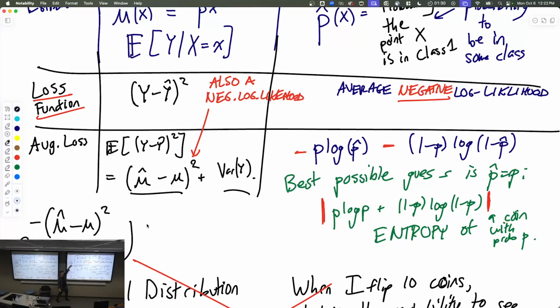So the square loss is actually the negative log likelihood of the Gaussian random variable, and the negative log likelihood of a coin flip is this loss that we have over here. This loss is called the cross entropy loss.